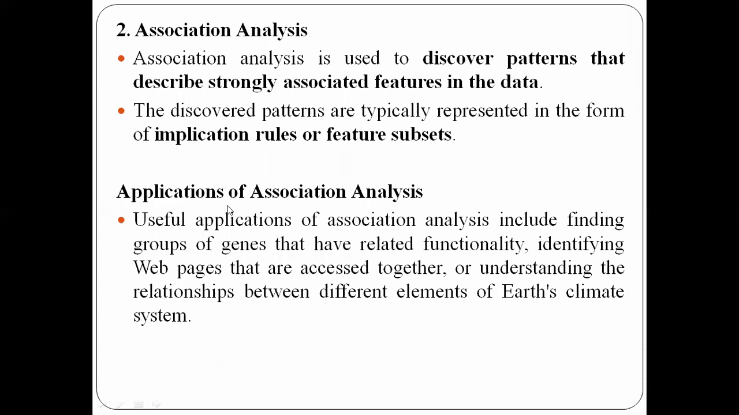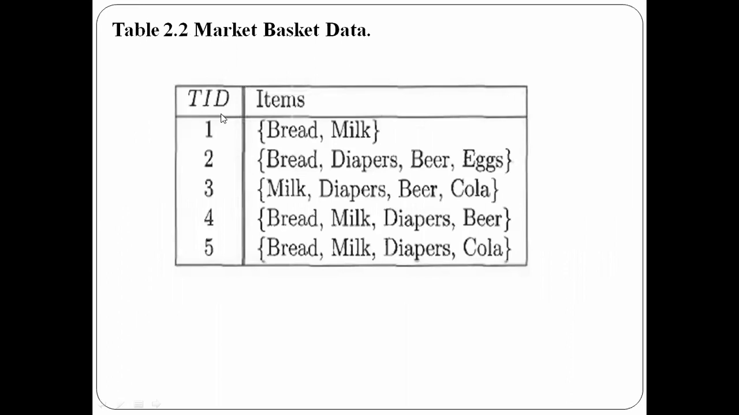They are used in the medical field to find groups of genes having similar functionality. You can also find the web pages that are accessed or used together. And we can use this to find the relationship between the different elements of the earth's ecosystem. Now coming to an example: how can we use association analysis to find related items?